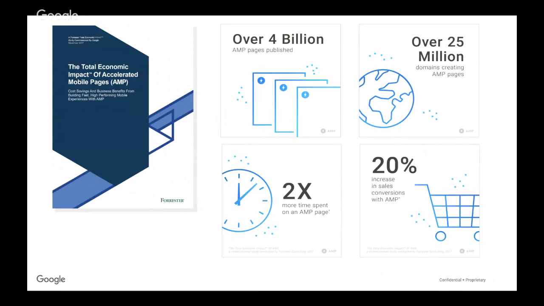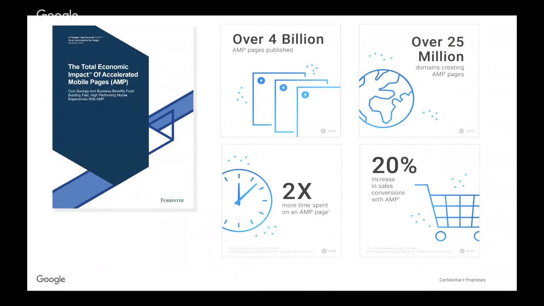I would highly recommend all of you to go through it. But in that report that Forrester did around the total economic impact of AMP, they have discussed some of these points, like almost 4 billion AMP pages have been published all over the world across 25 million domains, which is an absolutely huge scale. We've also found that users tend to spend almost 2 times the amount of time on an AMP page as opposed to a regular website page.